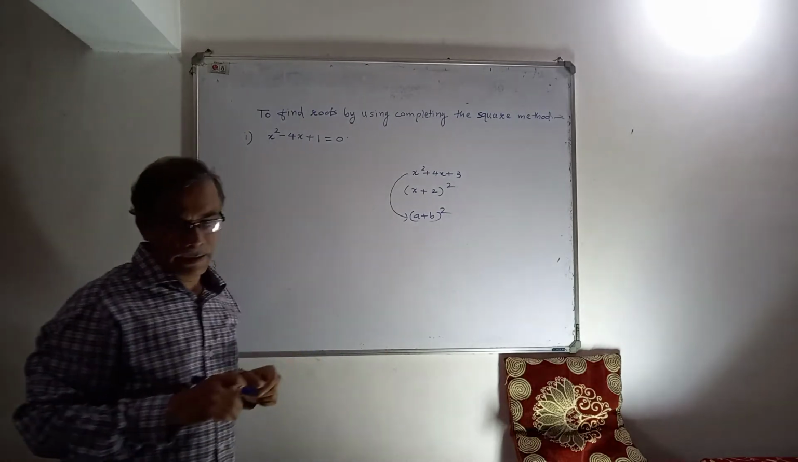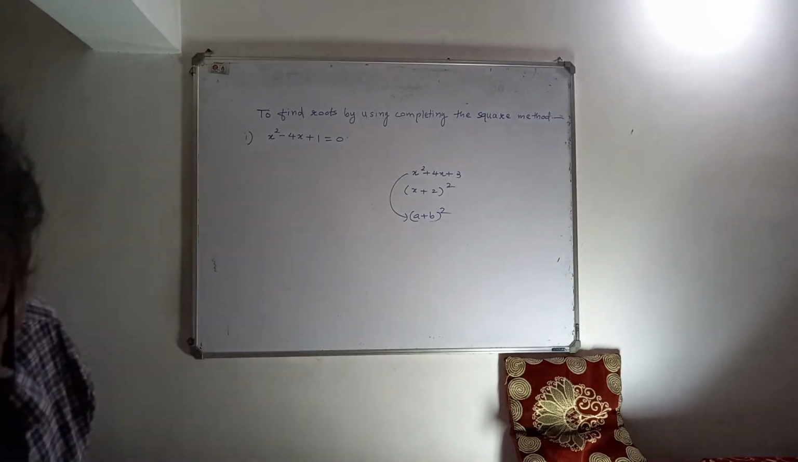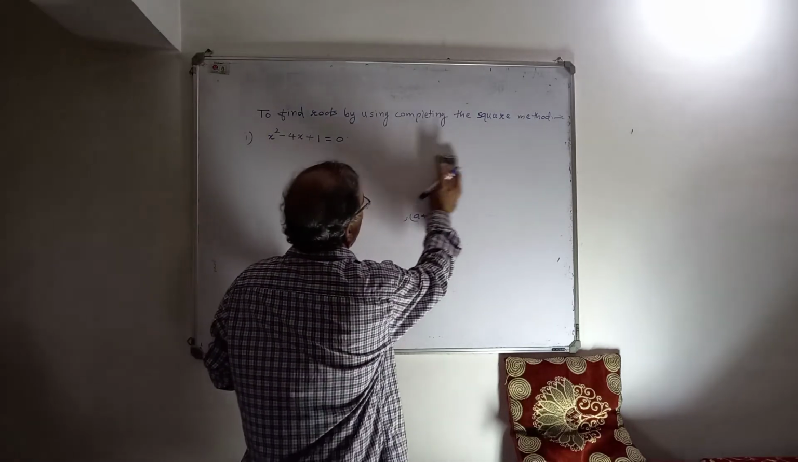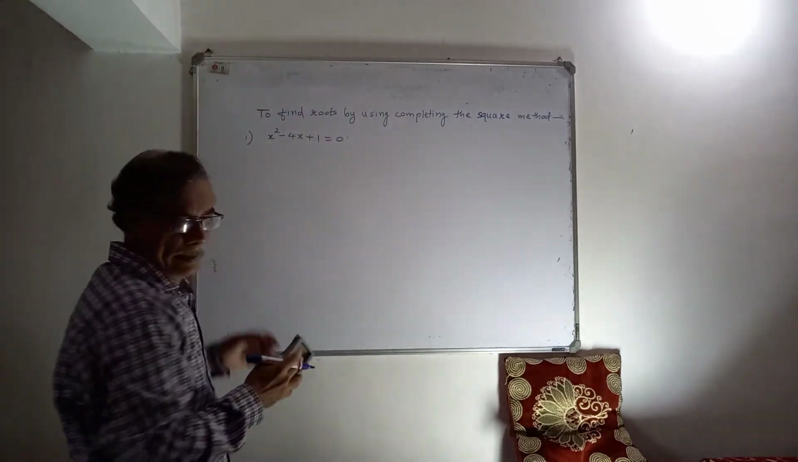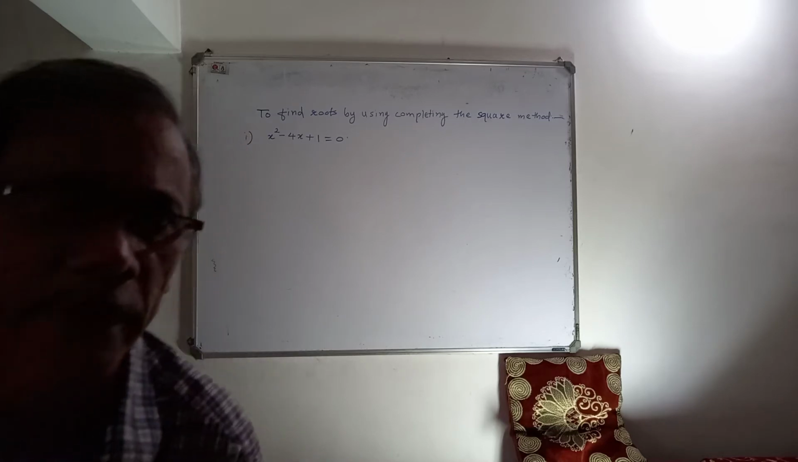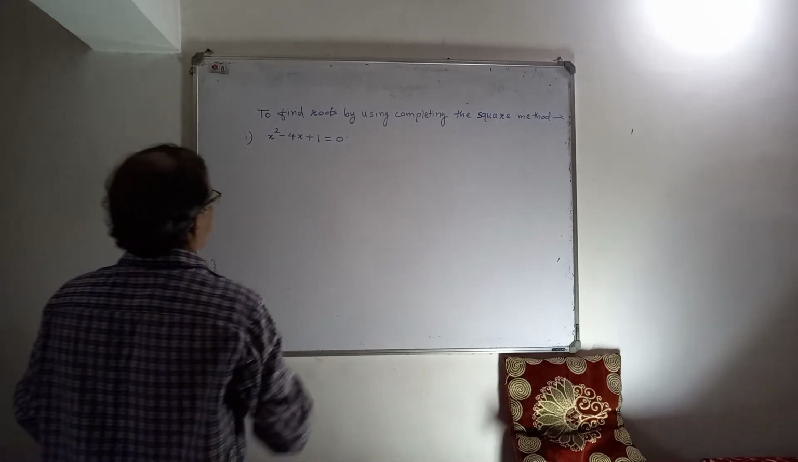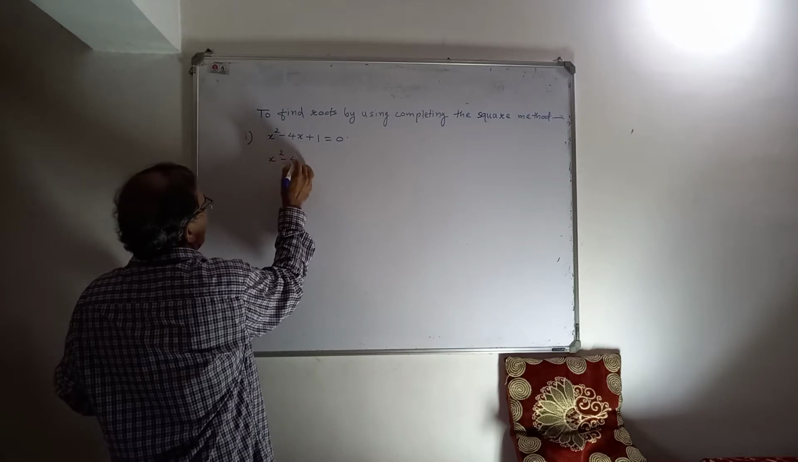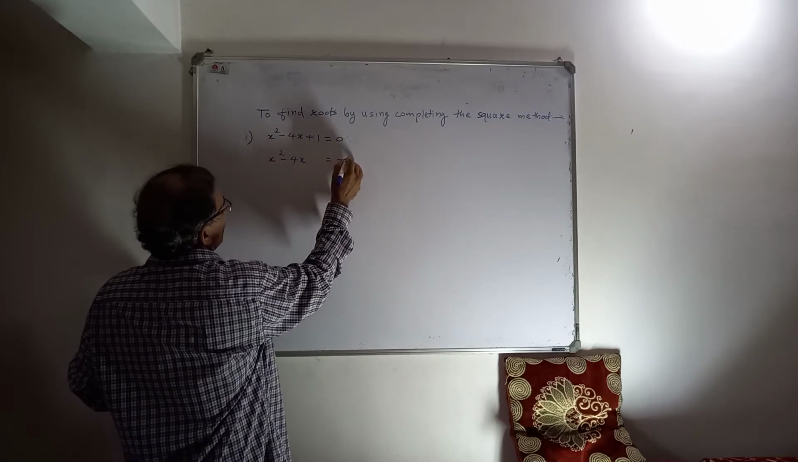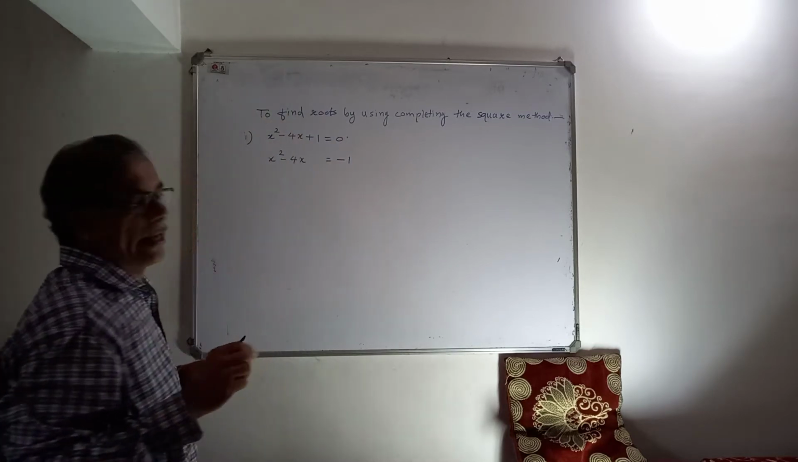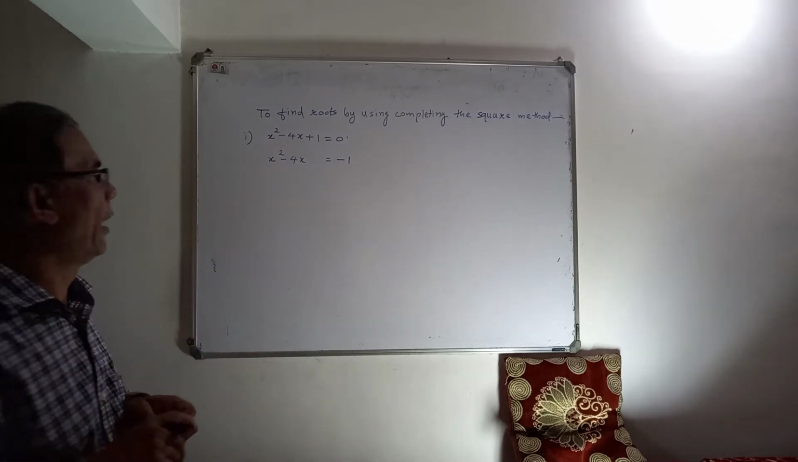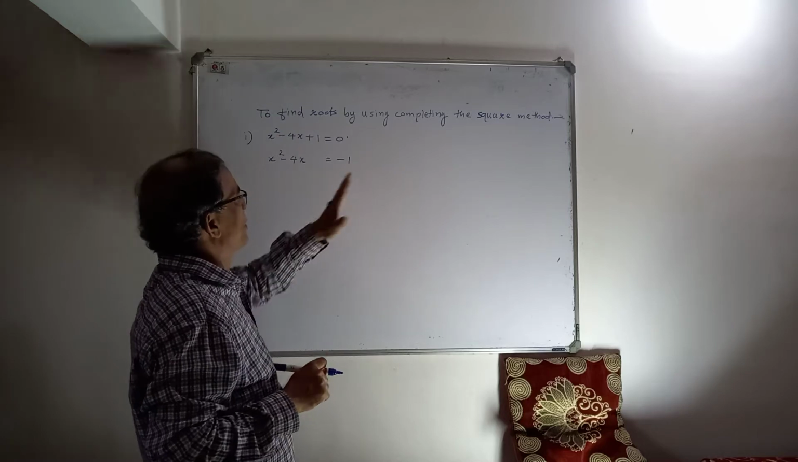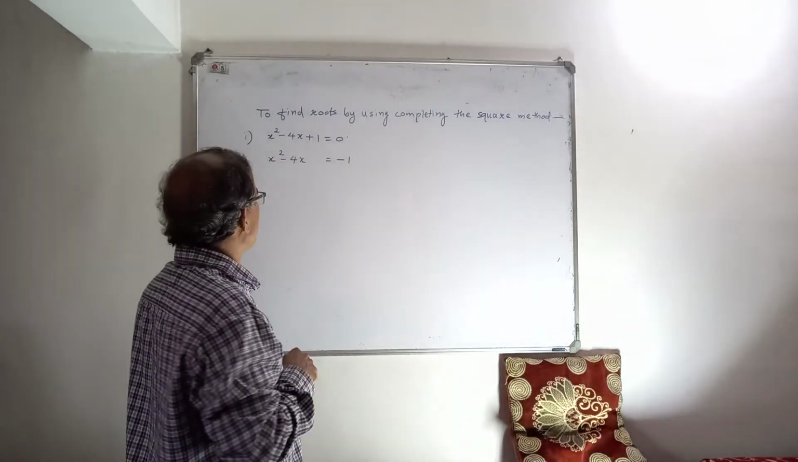So completing the square method means the given expression you should be able to write in the form a plus b whole square. Now for that purpose, what is done here first? Always you transfer the constant term to the right hand side. See, x square minus 4x should be equal to minus 1. In the first step, always the equation will be in the form ax square plus bx plus c is equal to 0. Transfer c to the right hand side.